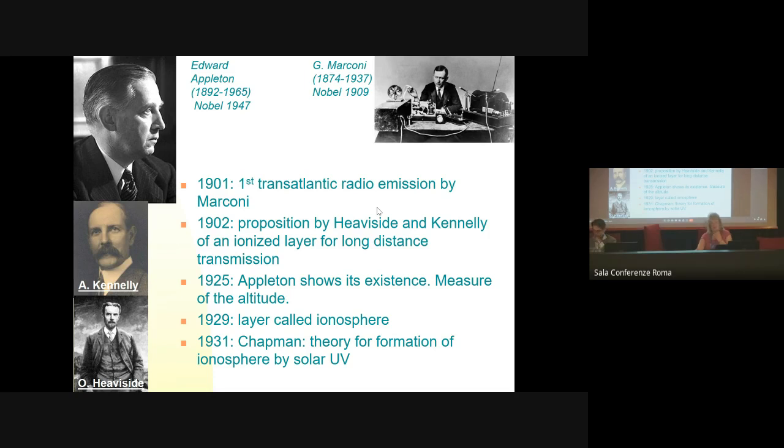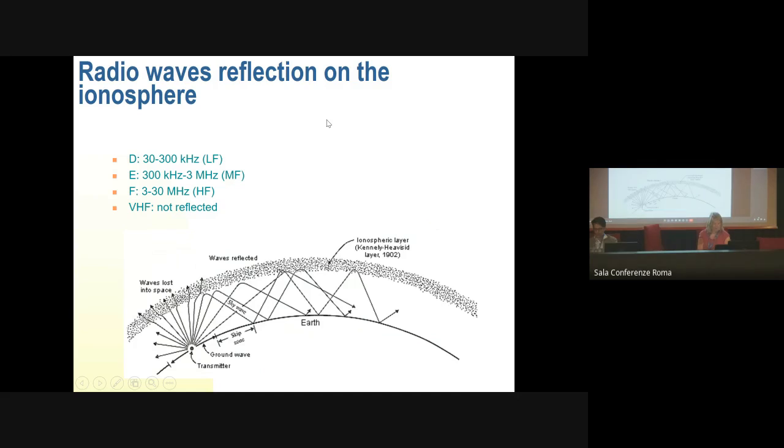And it's only 23 years later that Appleton showed indeed its existence and that the altitude could be measured. And it was then called ionosphere in 1929, because otherwise it was called the Heaviside, Kennelly, and Appleton layer. And note that Appleton and Marconi received Nobel Prizes separately for this discovery and for the ionosphere.